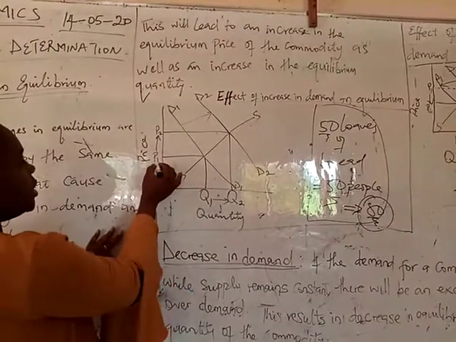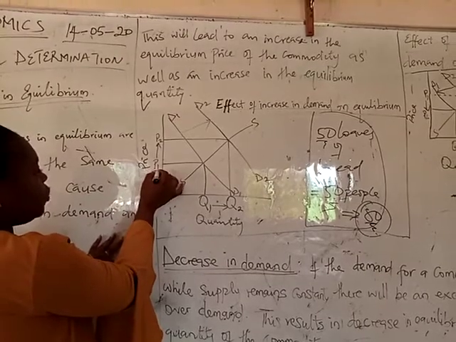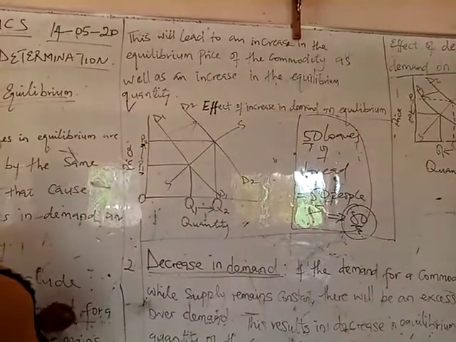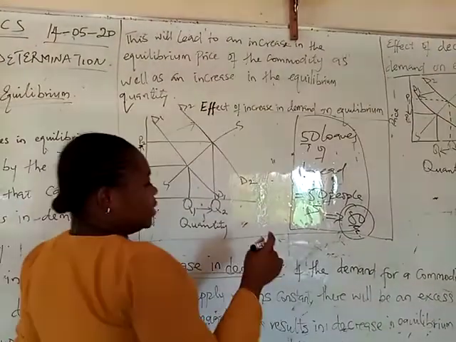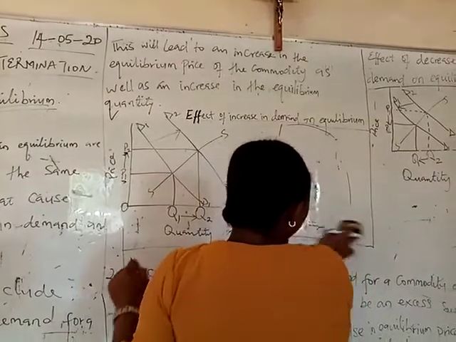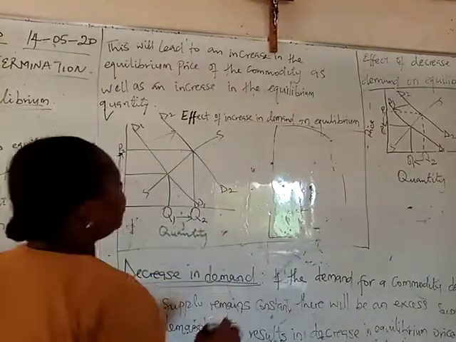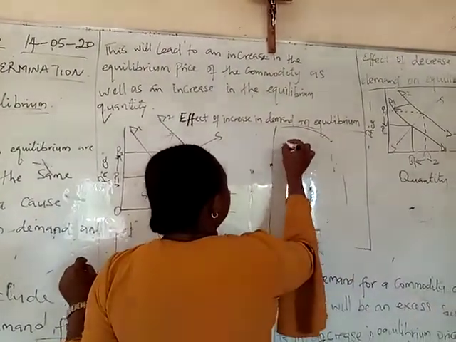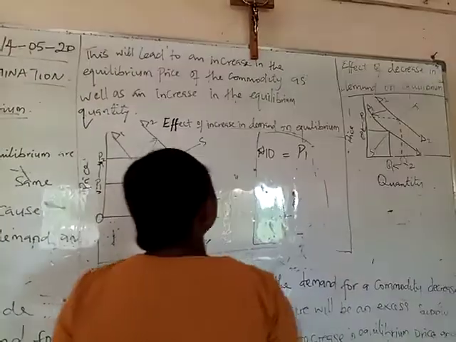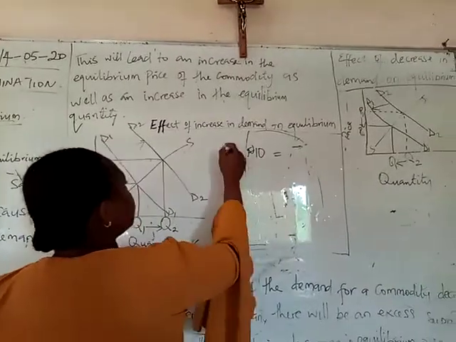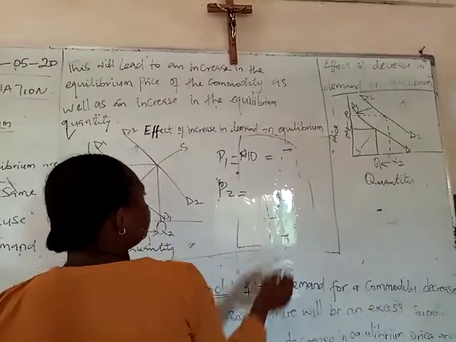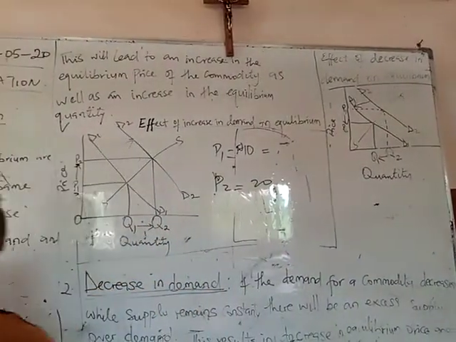The first price is labeled P1 and the second price is labeled P2. What is the first price? Let us assume that the first price is 10 naira. That is P1. Then P2, let us also assume that P2 is 20 naira.